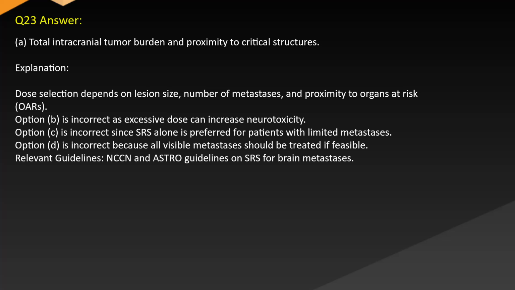Answer: A. Total intracranial tumor burden and proximity to critical structures. Explanation: dose selection depends on lesion size, number of metastases, and proximity to organs at risk. Option B is incorrect as excessive dose can increase neurotoxicity.